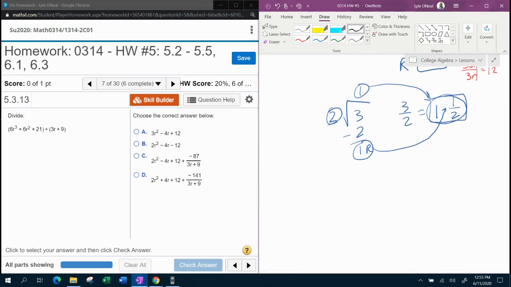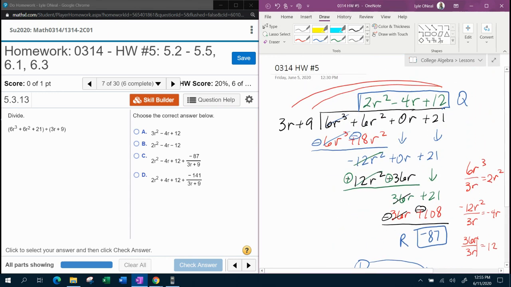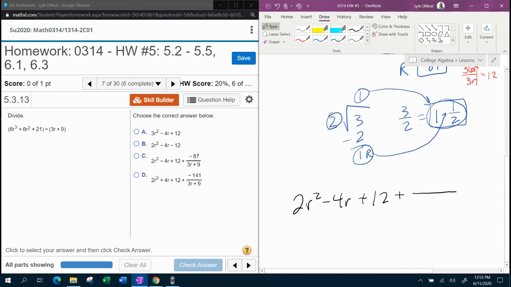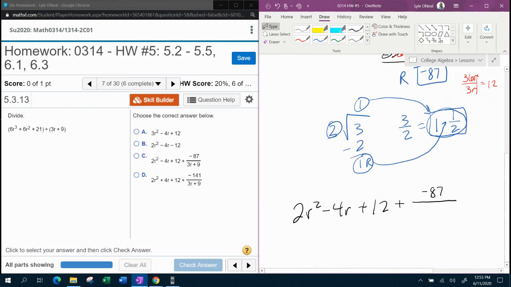So to write that in mixed number format, you would say the quotient, 2r squared minus 4r plus 12, plus, and then the remainder over the divisor. So our remainder was negative 87 over the divisor, which was the 3r plus 9. This is kind of like mixed number format, okay? Here's your whole number part, and then here is your fractional part. Just in case you don't have multiple choice on a test, okay? This is how you would write it if they want it like that.